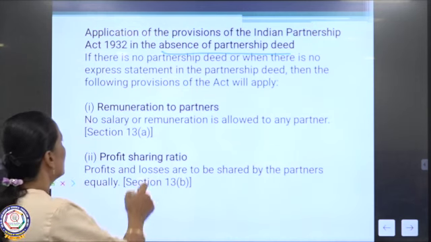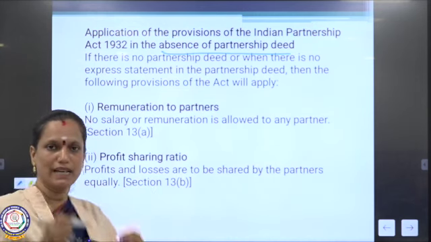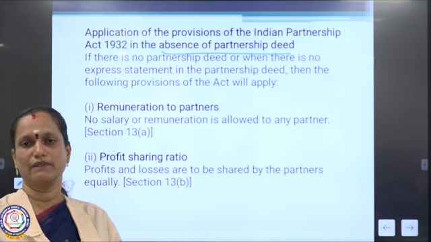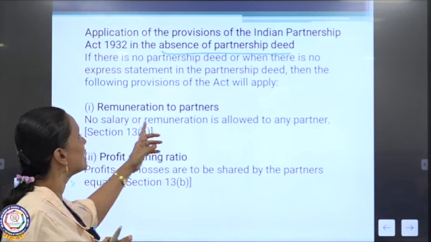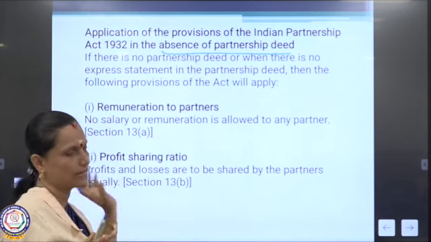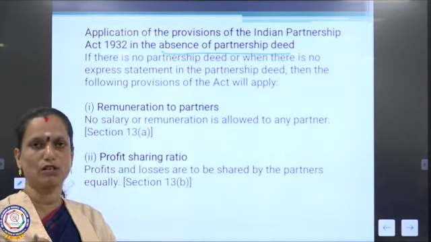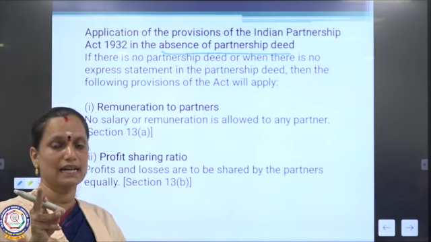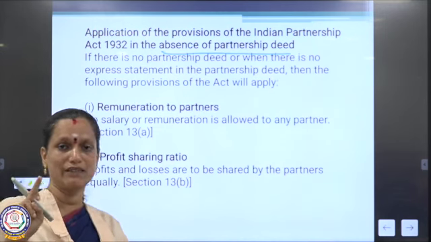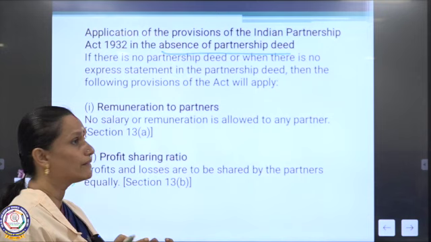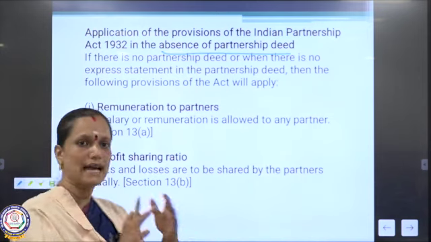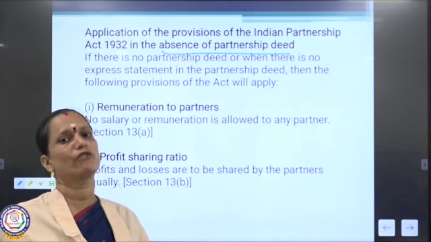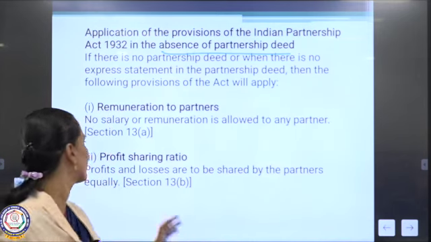Okay. So, remuneration of the partner. We didn't mention anything in the partnership deed, which means no salary or remuneration is allowed to any partner. I already said sleeping partners are there, and only the active partner will get the salary, but if we didn't mention anything in the deed, then no salary, no remuneration will be given to the partner.